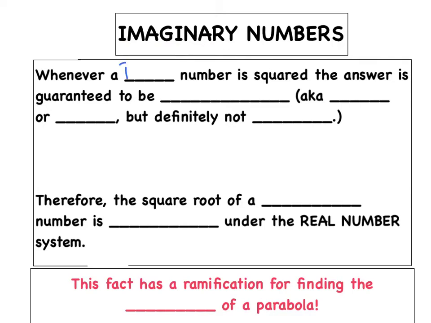It says, when a real number is squared, ask yourself, what happens every time you square a real number? Basically a real number is any number that you've currently worked with up to this point. It could be a whole number, it could be decimals, it could be positive, it could be negative, any of those. The answer is guaranteed to be what? I'm going to use a new phrase here called non-negative. What does non-negative mean? Well, it's either positive or it's zero, but it's definitely not negative, okay?